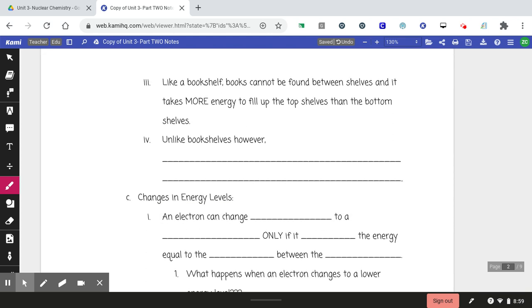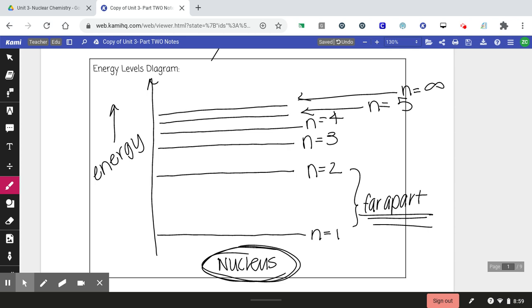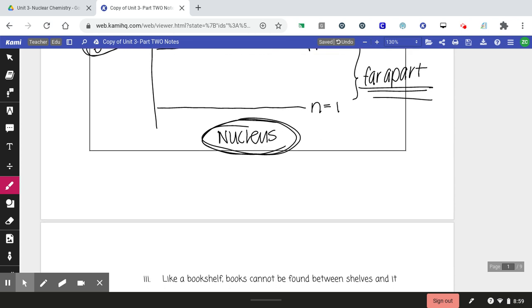This happens to be like a bookshelf where we can't find books in between shelves. Obviously, they have to be on one or the other. And it takes more energy to fill the top of a bookshelf than it is to the bottom. It's going to be the same thing with energy levels. It's going to take less energy to fill energy level 1 with electrons than it is to fill energy level 5. And that's why I say over here, as we go up, there's increasing energy that it takes to go that far, because we're moving between more and more energy levels.